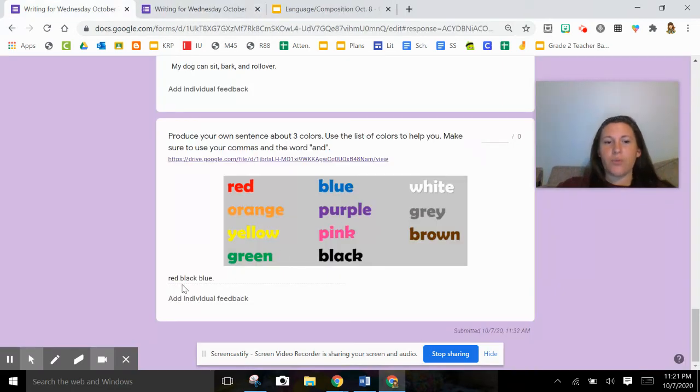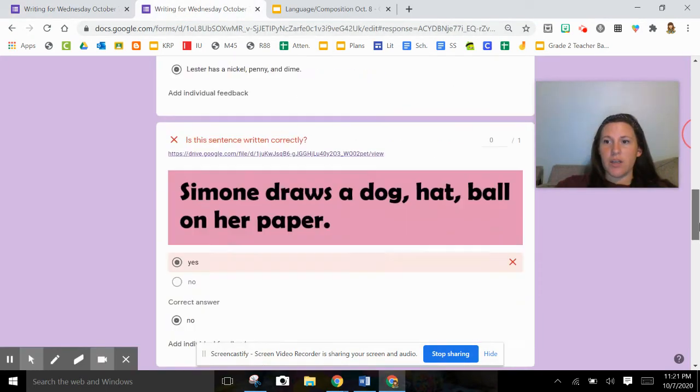And this person wrote red, black, blue. That is not a sentence. There's not even a capital letter at the beginning. And this is a list of things, a list of three colors. And they didn't even list them in the right way. One, comma, two, comma, and three. And this isn't just a problem that I saw in this one.